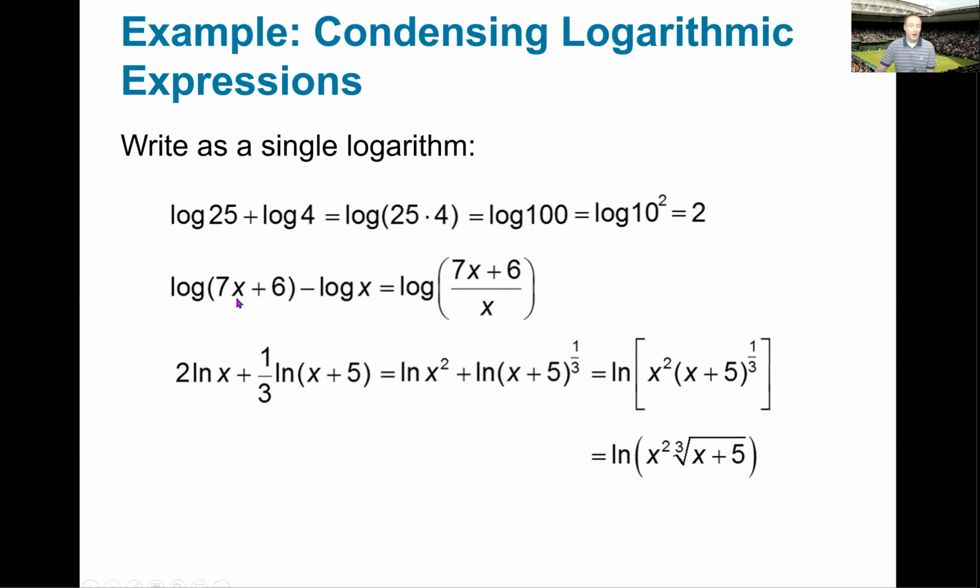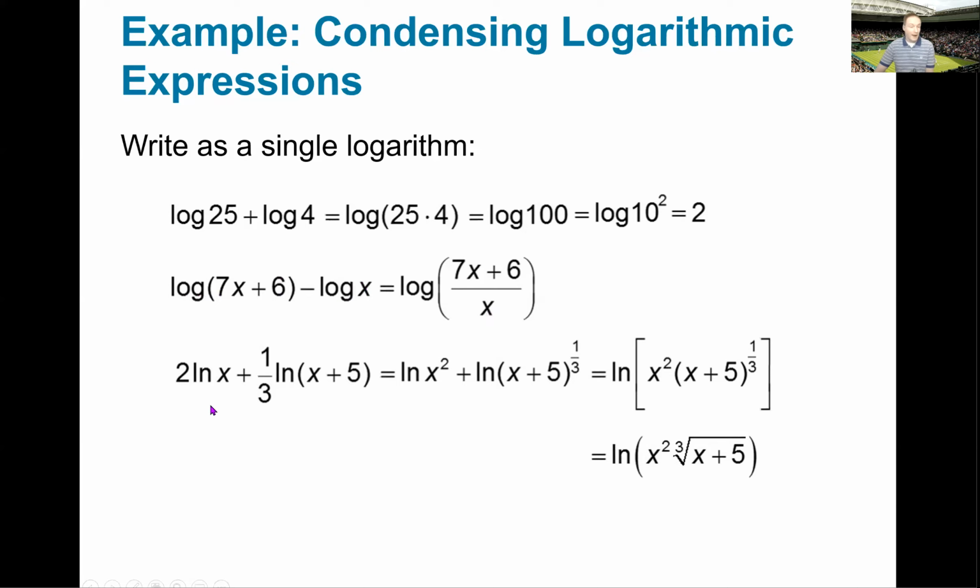If I have the log of 7x plus 6 minus the log of x, you can say, well, whenever I condense these down, the logarithm that was positive out in front, its term goes up in the numerator. The logarithm that was negative out in front, its term goes as a factor in the denominator. And I have the log of 7x plus 6 over x.